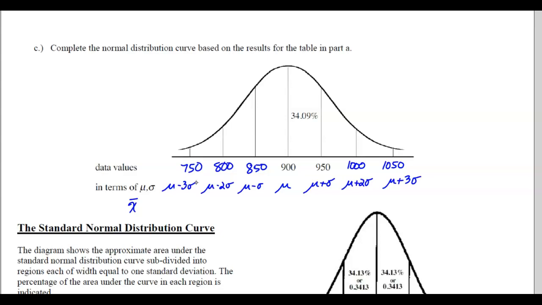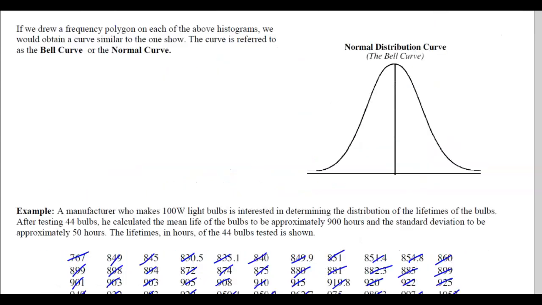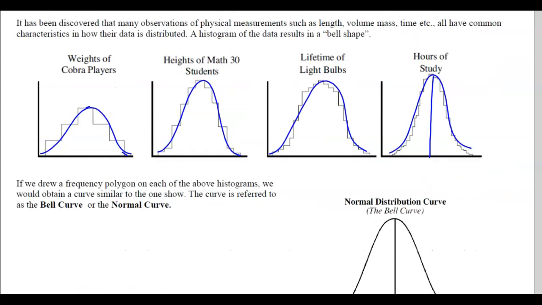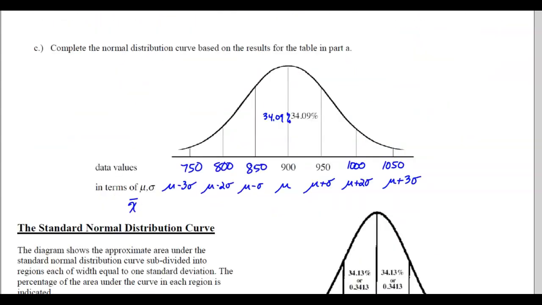Okay, and then from the chart, flip back if you need to. What percentage is in each column of that chart? Well, this was already calculated for you, and between 850 and 900, same amount, same percentage, right? Because it's 15 values. Then here, 13.64 was the next one to the left.